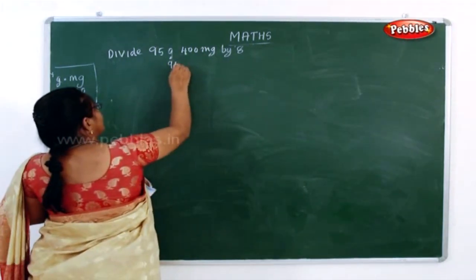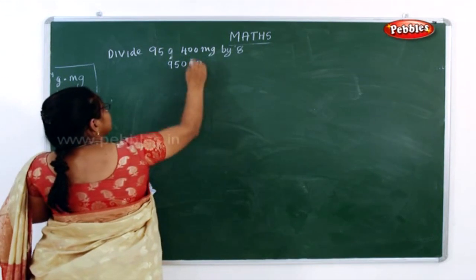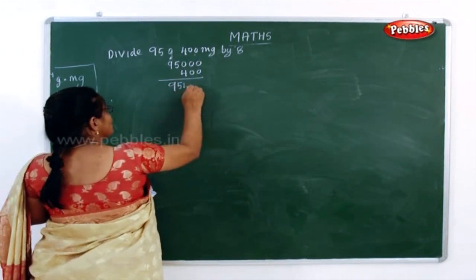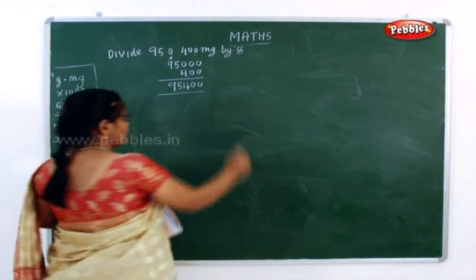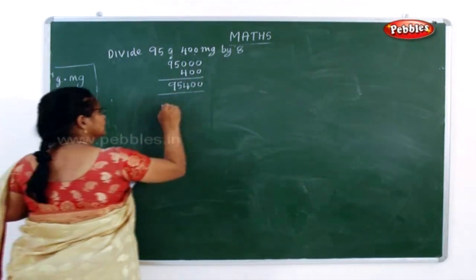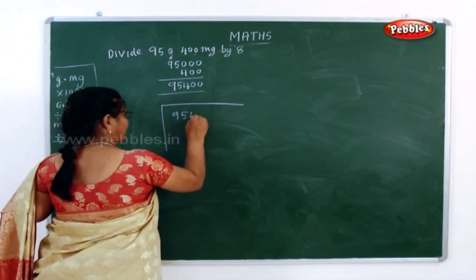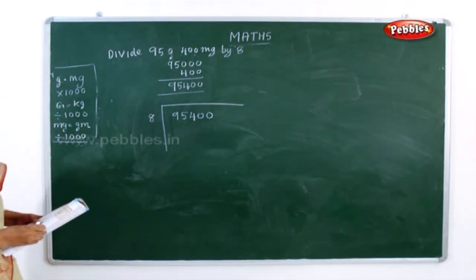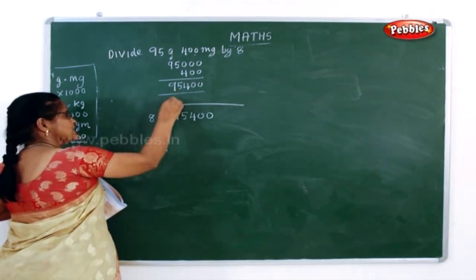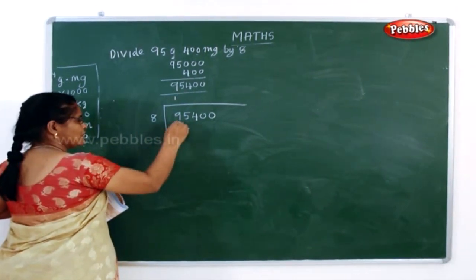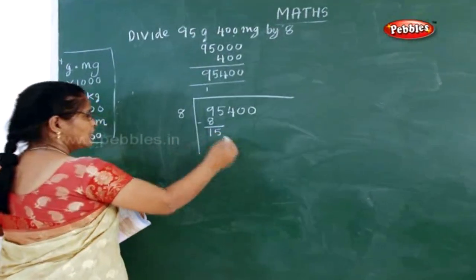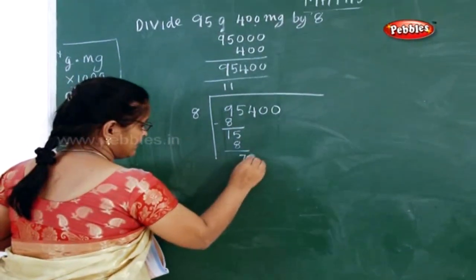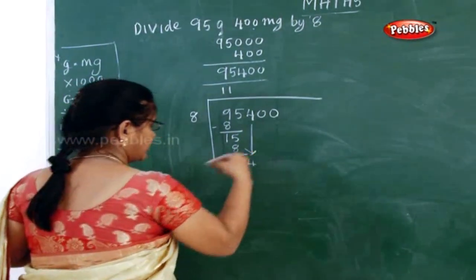So this will become 95,000 plus this 400. Is it clear? Now what will you have? 95,400 together. Now you have to divide 95,400 by 8. Now 8 ones are 8. Now what is the remaining here? 15. Now again one time 8, then this will become 74 because this 4 you are bringing here.